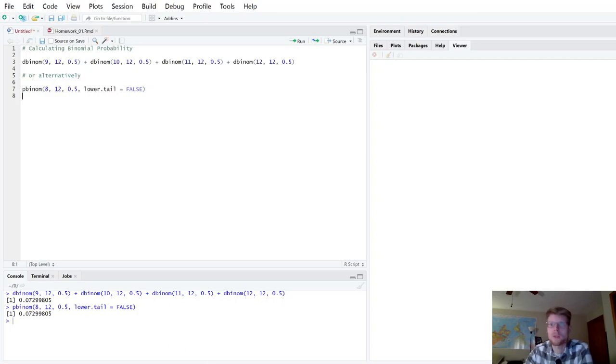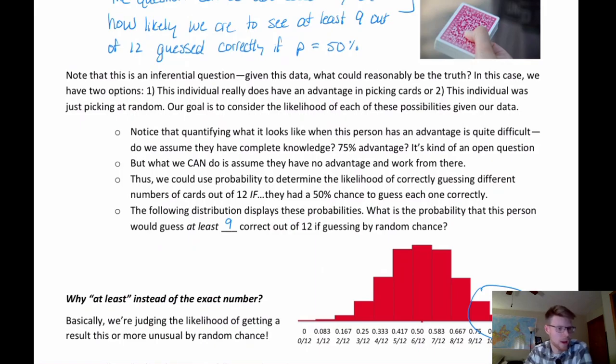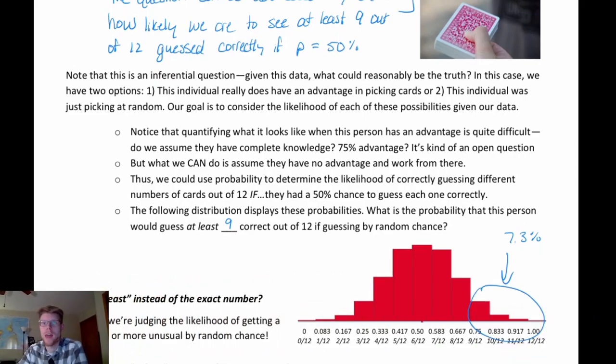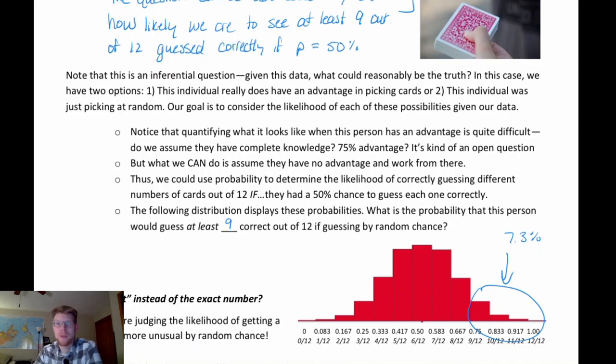All right, so let me switch back to the notes. We calculated here that we're going to land over here about 7.3% of the time. So again, that's kind of a judgment call, right? Is that unusual? Does that mean we have evidence that she had an advantage based on that probability? Or does that mean that this is something that could happen by random chance? If she's guessing with 50% chance, we'd see this 7.3% of the time.